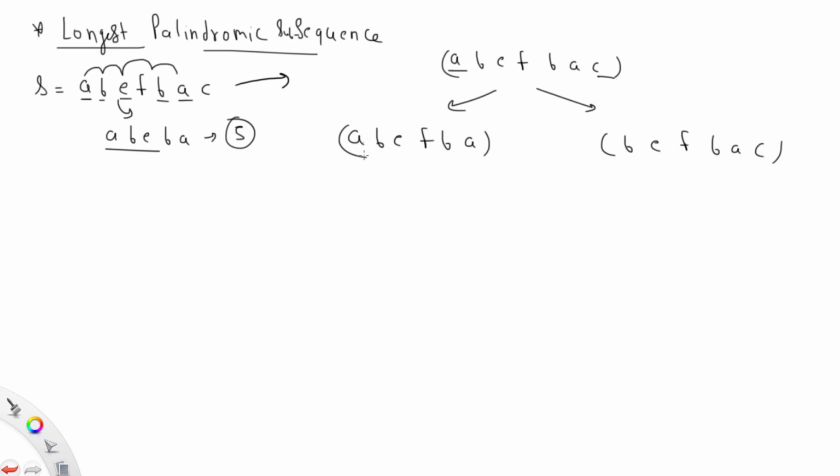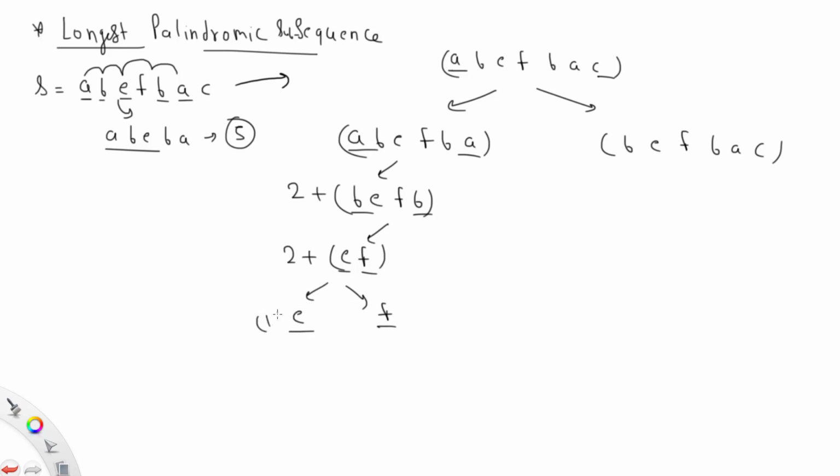Now again it will check A and A are matching, yes, so it will say 2 plus, again check recursively for B, E, F, B, right? Again B and B are matching, so it will say again 2 plus, and now it will check for E and F. E and F are not matching. If E and F are not matching, it will break into two parts: either it will be E or it will be F. Now because both are 1, the maximum out of this is 1.